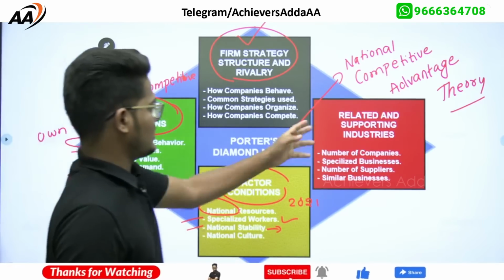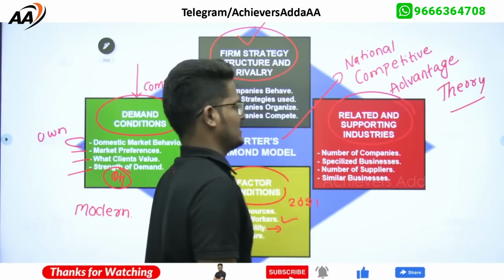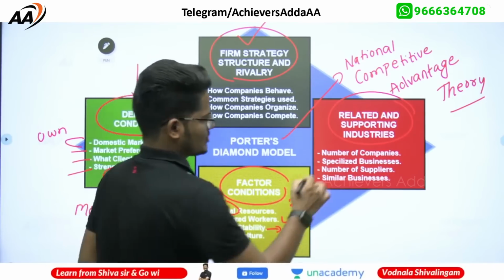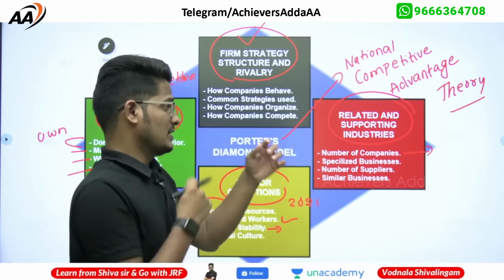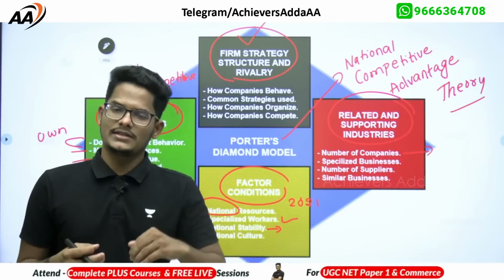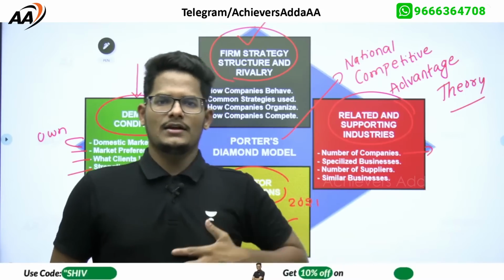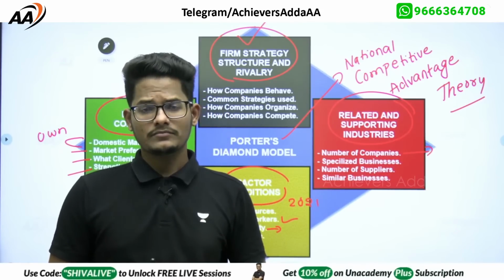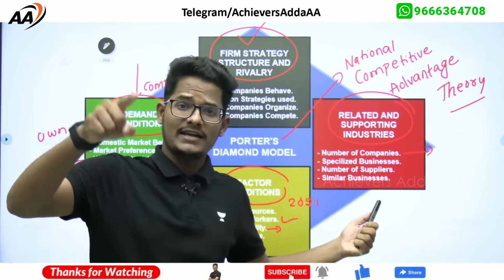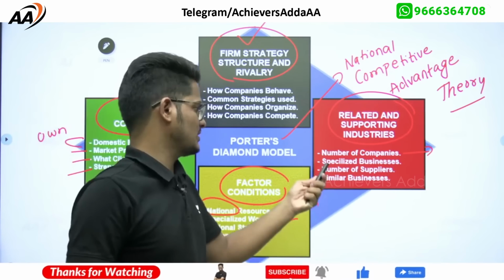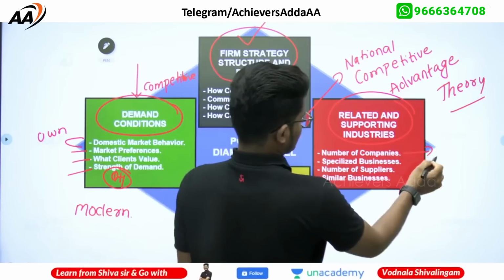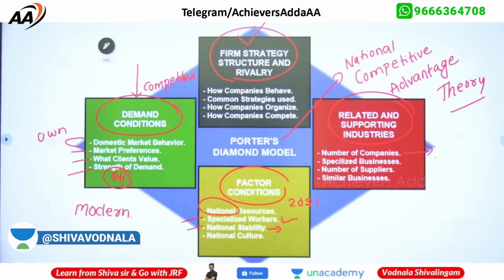And the next one is related supporting industries. The fourth category is supporting industries. Your company is there, and your company's related dependent industries will be there. How many companies are there like that, specialized businesses engaged, number of suppliers, similar businesses. If I am producing cement, how many other companies like Ultratech and other cement industries are there. So I have to analyze similar businesses, competitors. How many suppliers are there for our business to supply inputs, and specialized businesses working on our own production only, and the number of companies involved as related and supporting industries, right?